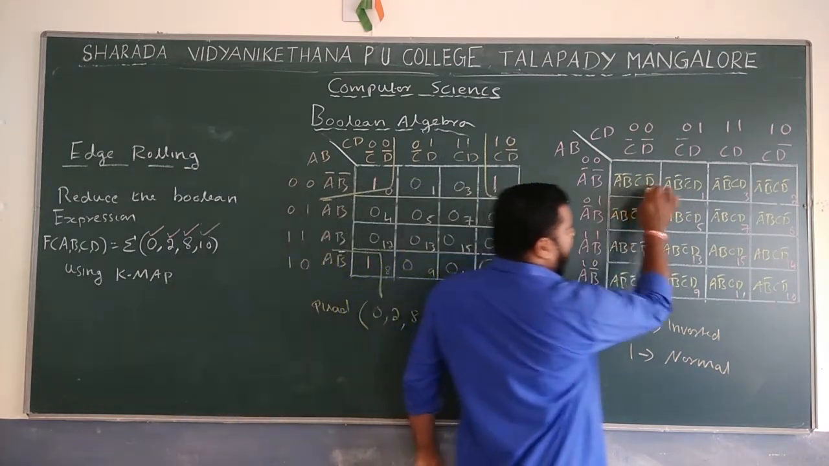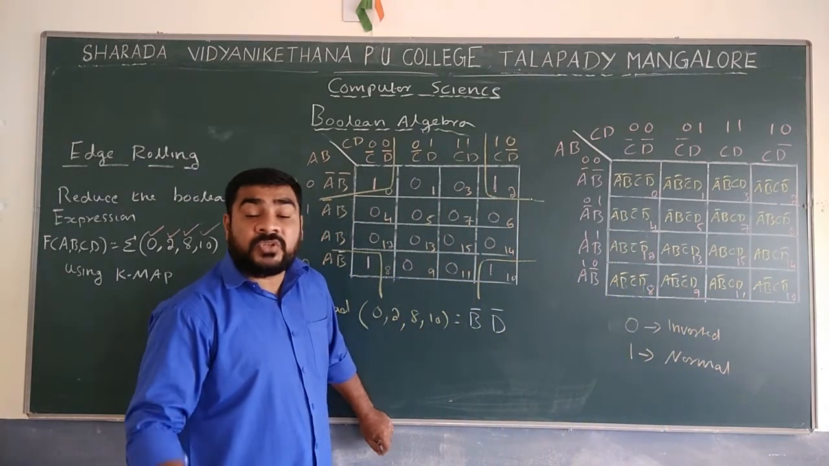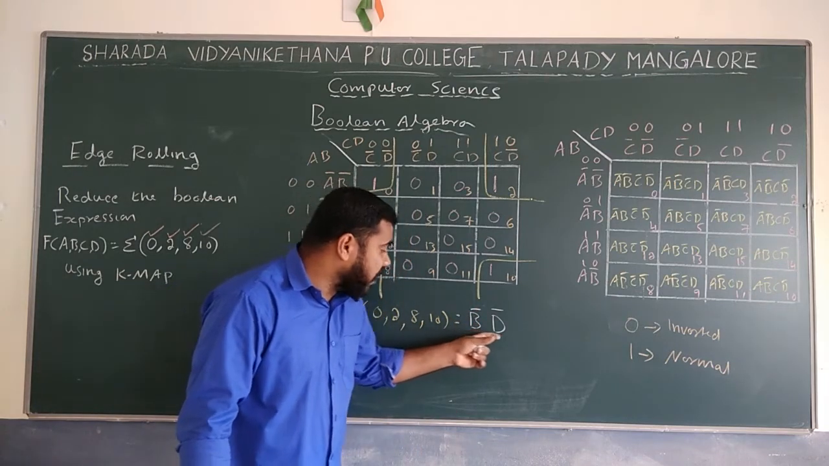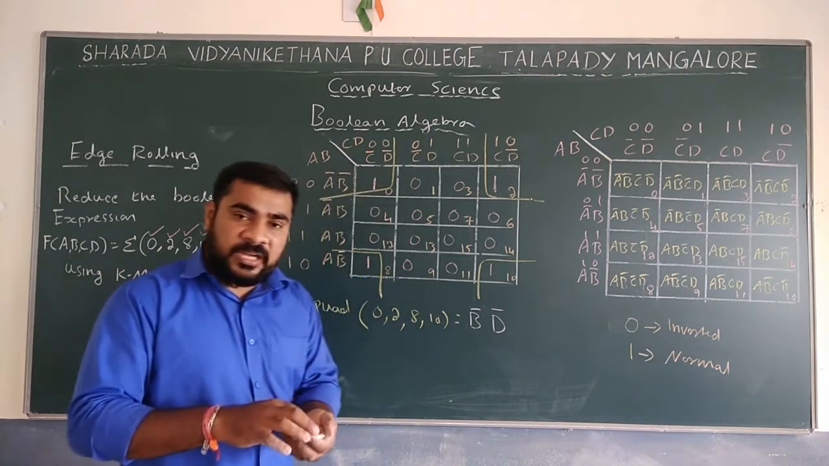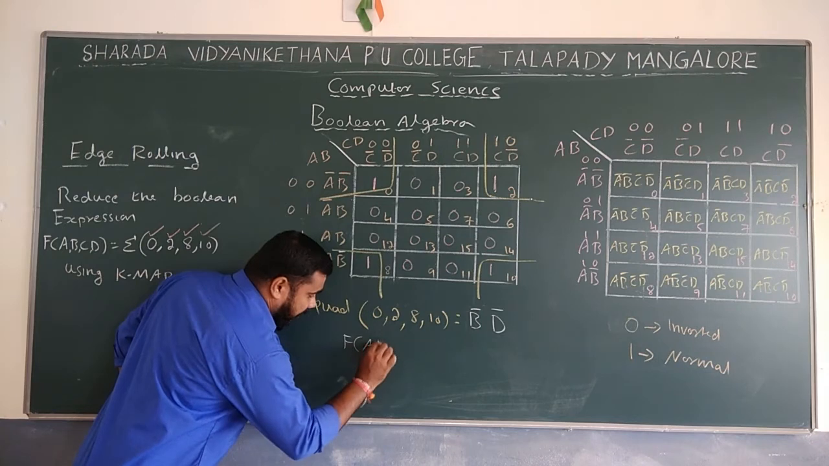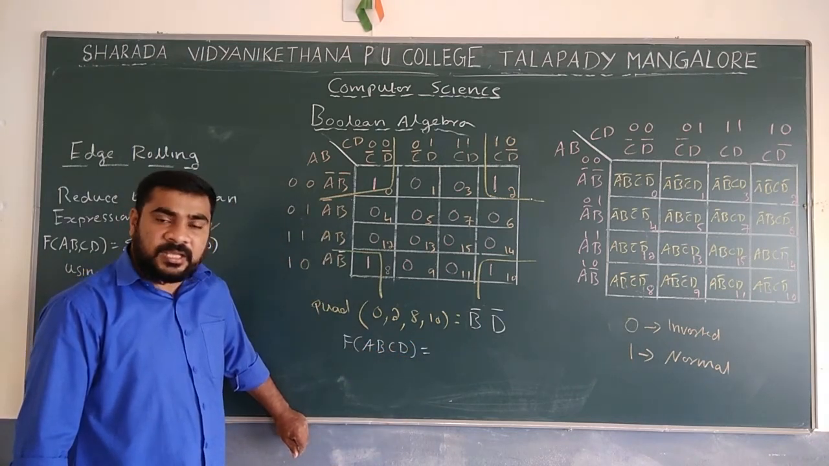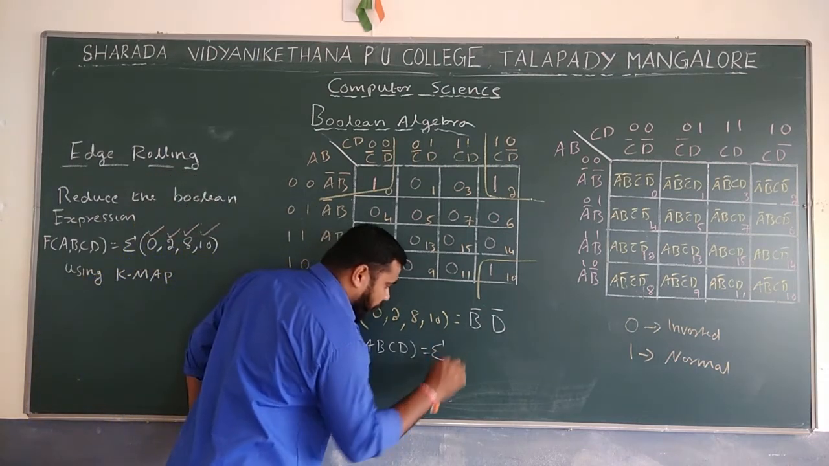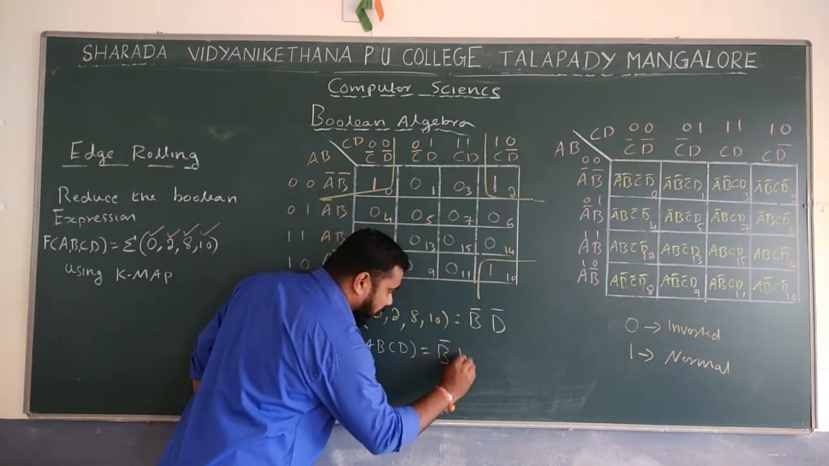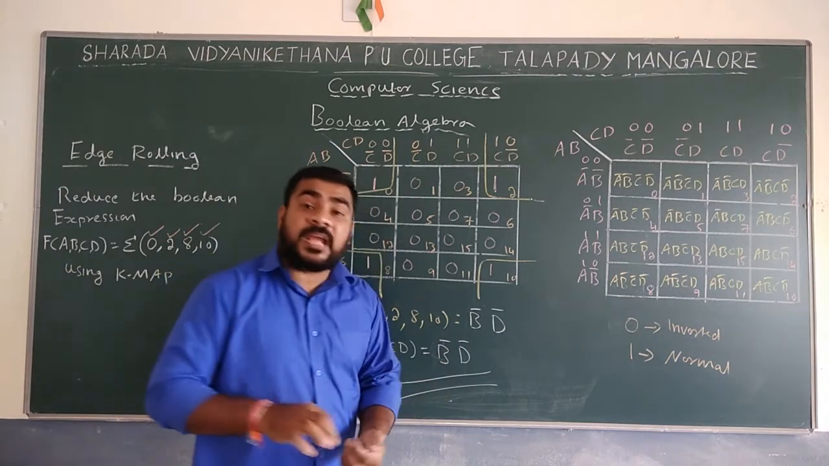The next one is D dash, D dash, D dash and D dash. In all 4 places D dash is available, so that is a common term, so we take D dash. So our terms will be B dash and D dash. This is the final output. How can we write it? F of A, B, C, D is equal to, sorry, not a sum here, B dash and D dash.